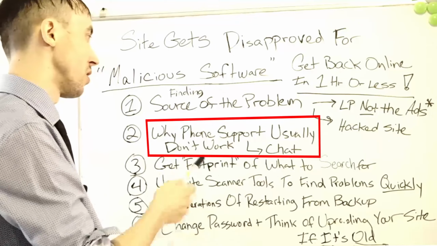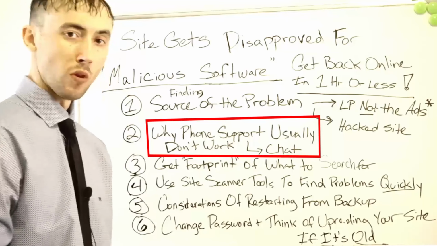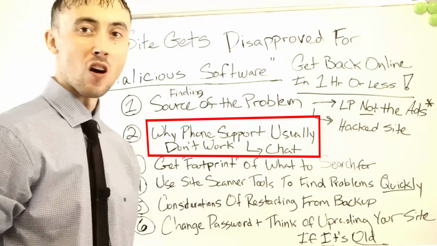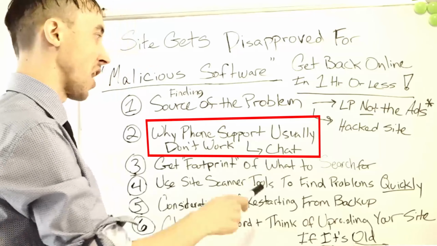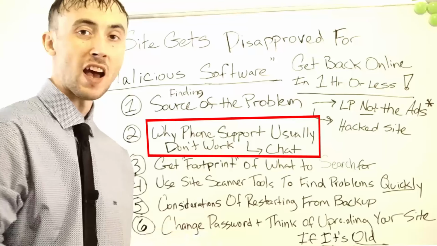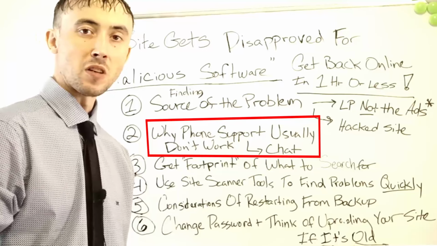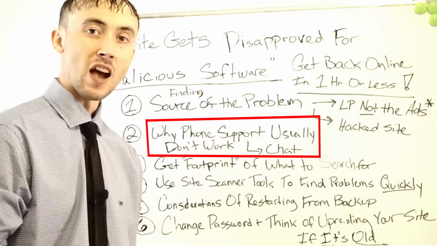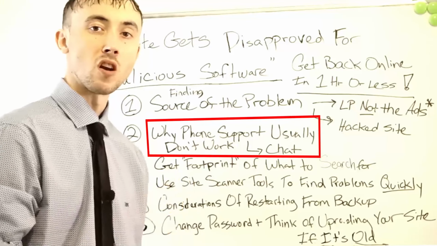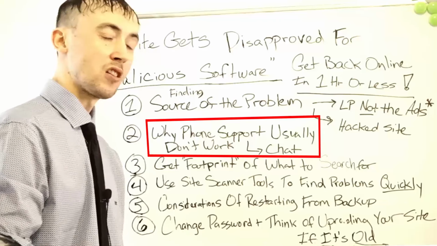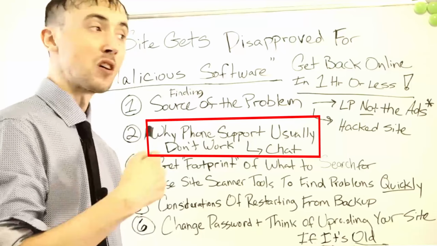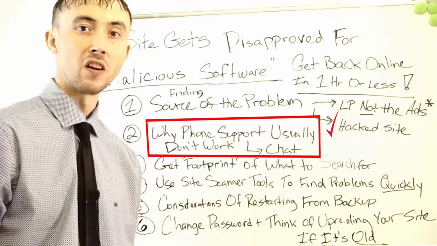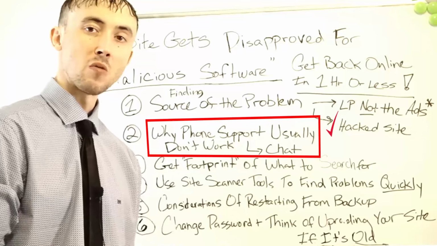Going into number 2, phone support usually doesn't work. If you call Google, they're not going to give you as good information. I always recommend people go to their chat and ask them what the specific issue is, if you can't find it, in other words, so that they can guide you as to what malicious code on your site is causing the issue. Unless it's one little piece of code, which it rarely is, because if someone's hacking a site, they probably didn't want to put just one little thing on there. Sometimes they will, a lot of times they won't.